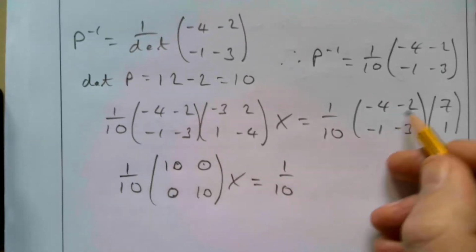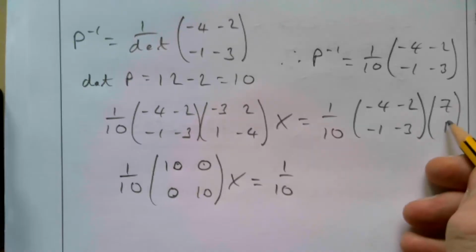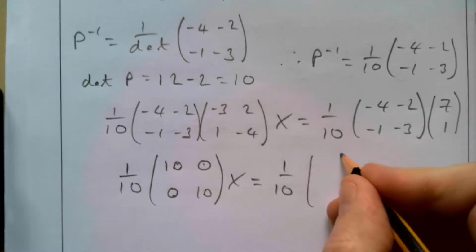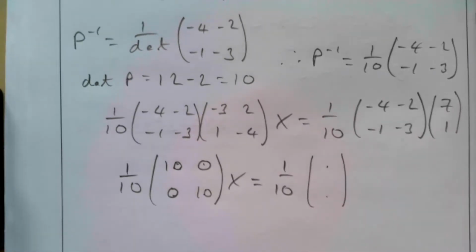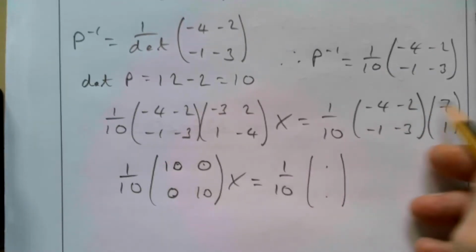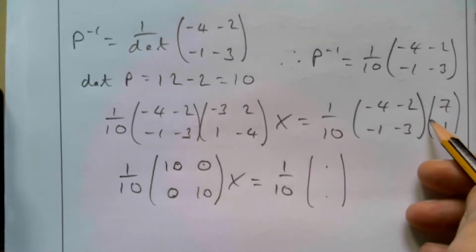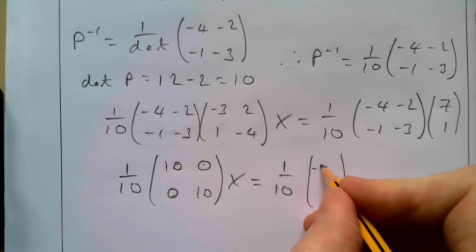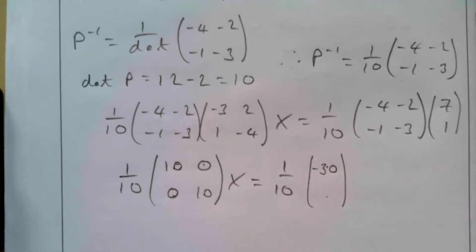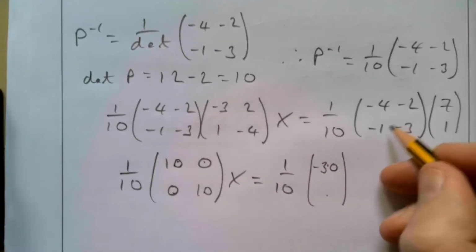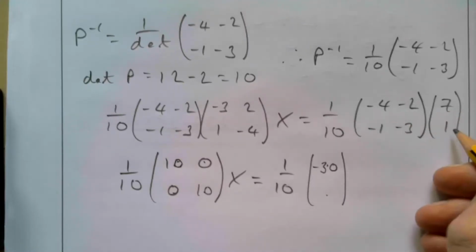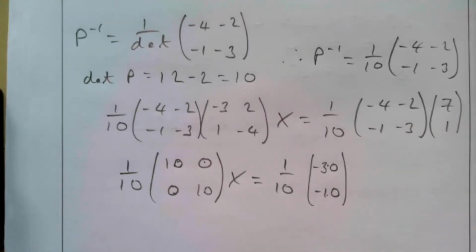A 10th. This is a 2 by 2 and a 2 by 1, so my result then will be a 2 by 1. Minus 28 minus 2 is minus 30. That's encouraging because it does divide by 10. Minus 7 minus 3 is minus 10.